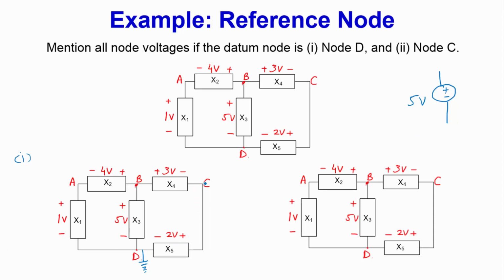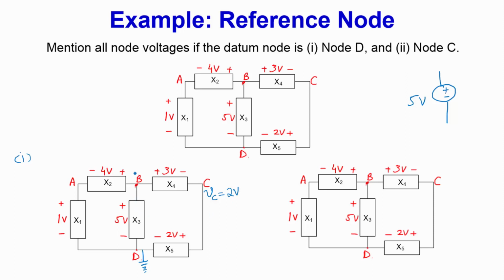Now what is the voltage at node C? For that, we have to look at this x5 element and its polarity. This terminal is 2 volts higher than the negative terminal, while the negative terminal is connected to 0, and 2 volts higher than that is going to be 2 volts. So node C is going to have a potential of 2 volts.